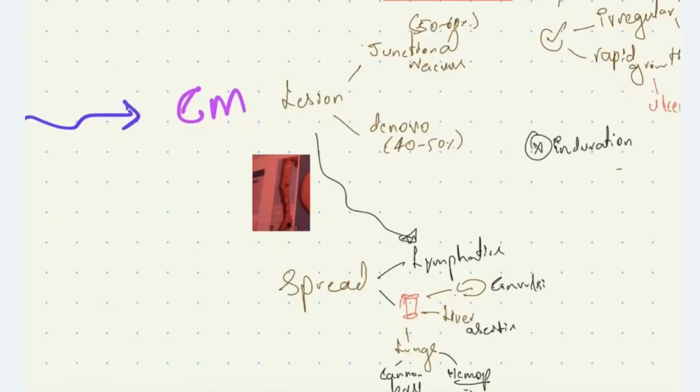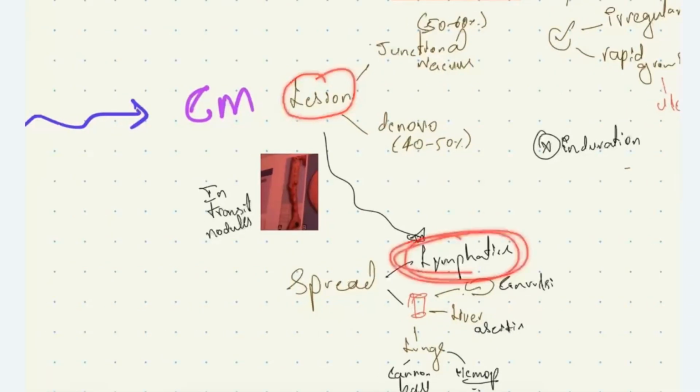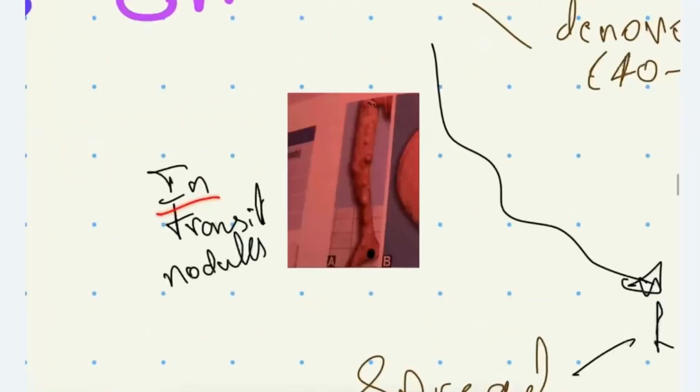These are called in-transit nodules in melanoma. The in-transit nodules in melanoma are the nodules present between a lesion and the enlarged involved lymph nodes, due to involvement of the lymphatics carrying the malignant cells. This is in transit nodules. These are in transit nodules.